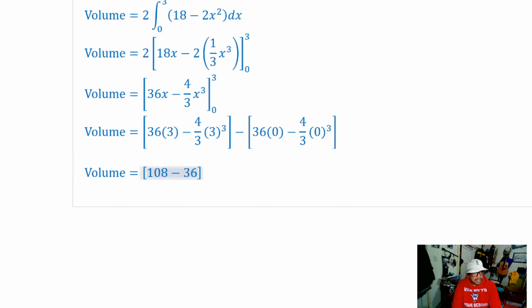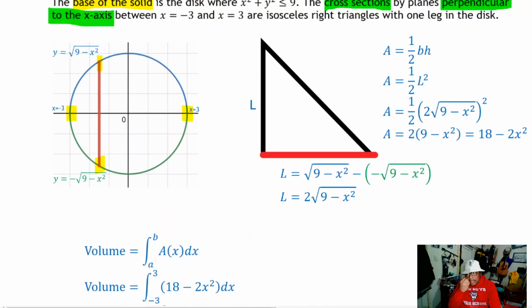Let's see, 108 minus 36 is, that looks like a 72 to me. And yeah, I think that does it. 72 here is the volume of this solid. Now, it's not necessary for us to draw our solid at any point. All we need to know is the distance from the top curve to the bottom curve, a visual of what the cross sections look like, and then the area formula for those cross sections. Remember, you're not going to see those cross sections anywhere in this shape.